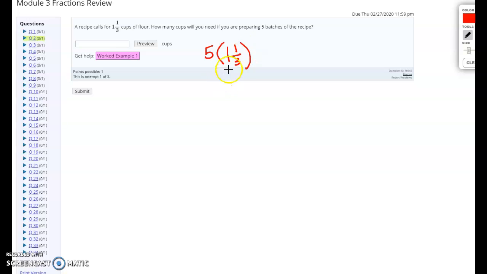Now, when we're multiplying with fractions, we need to have it as either a proper fraction, like 3/4, or an improper fraction like 5/4. We cannot have a mixed number. We can't multiply this, okay? So we're going to have to first change 1 1/3 to an improper fraction. To do this, we say 1 times 3, add the 1 on top, all over 3. So 1 times 3 is 3, plus 1 is 4/3.